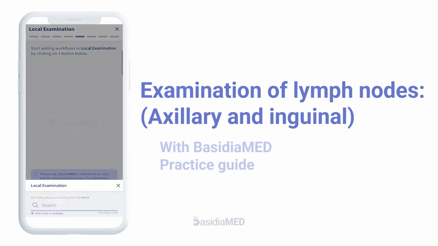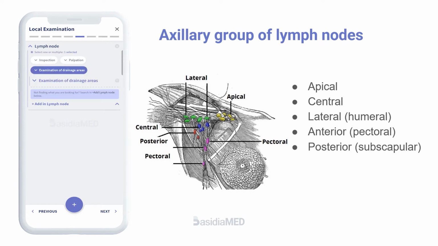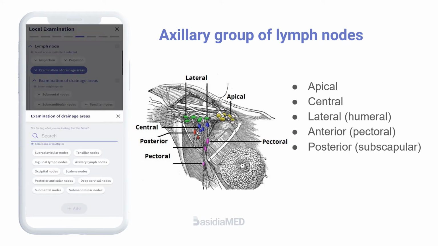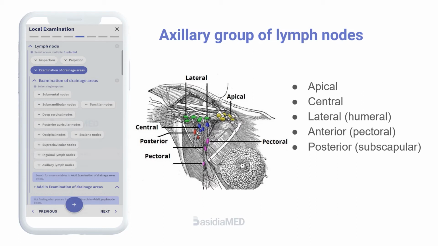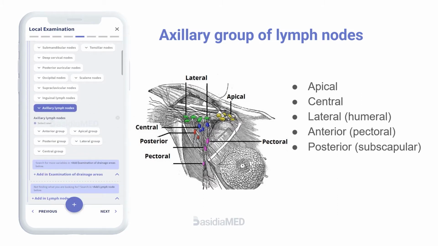Examination of lymph nodes. The axillary group of nodes include the pectoral, that is, anterior, central, that is, medial, subscapular, that is, posterior, humeral, that is, lateral, and apical groups of lymph nodes. All the other lymph nodes drain into the apical group.